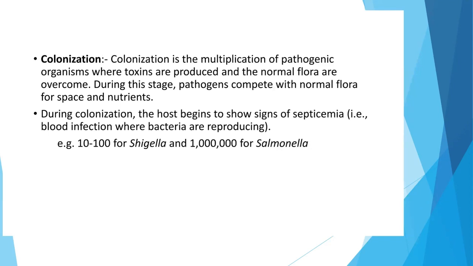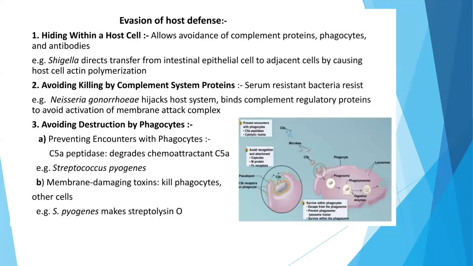Then occurs the colonization. Colonization is the multiplication of pathogenic organisms where toxins are produced and the normal flora are overcome. During this stage, pathogens compete with the normal flora for space and nutrients. During colonization, the host begins to show signs of septicemia, that is, blood infection where bacteria are reproducing. After that, there is evasion of host defenses. So when there is invasion and colonization, the host defense system starts to act. So the bacteria have to evade the host defense to keep surviving and acting in the host.